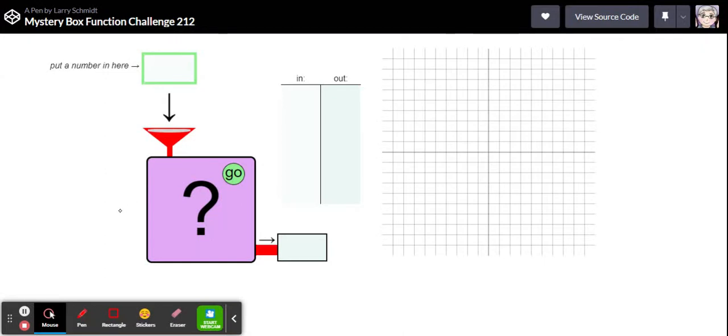Hello everybody and welcome to another Mystery Box Function Challenge. In the purple mystery box we've got some math and your challenge is to figure out what it is. You can try this out by going to the link in the description, and when you've got an idea, come on back and see if we get the same thing.